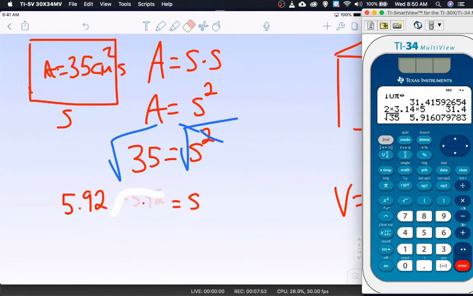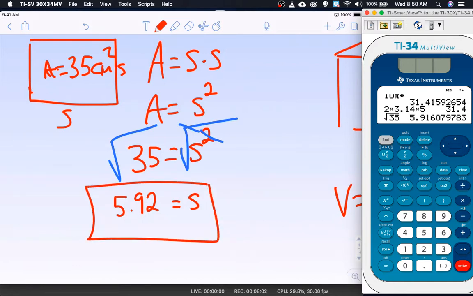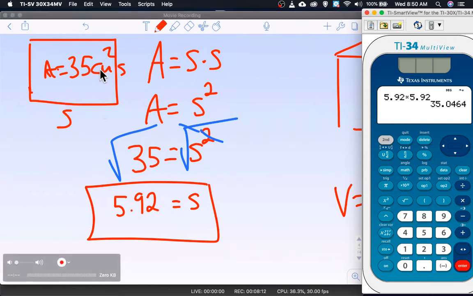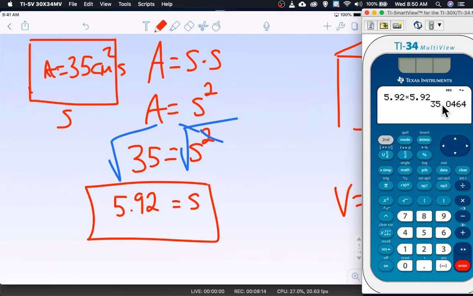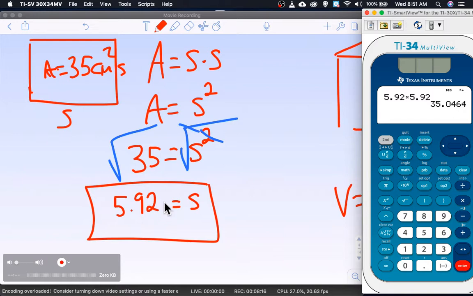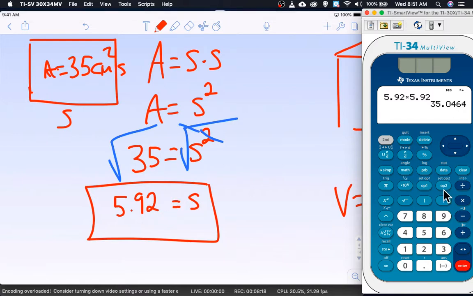So in a lot of problems, we kind of ignore or drop the negative answer, but understand that it is there. All right, so square, that's how big each side is. And if I take my 5.92 times 5.92, I'm going to get something very, very close to 35. It's not exactly 35 because I rounded my decimal. Remember, I chopped off all those other decimal places?